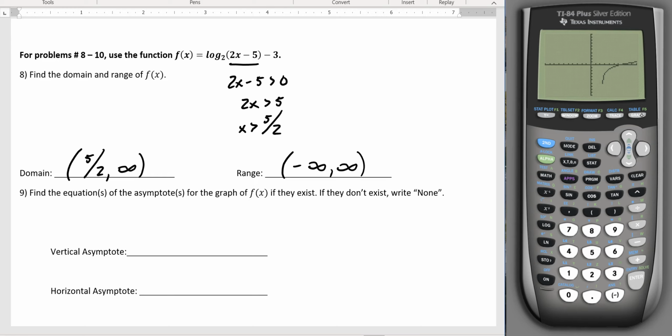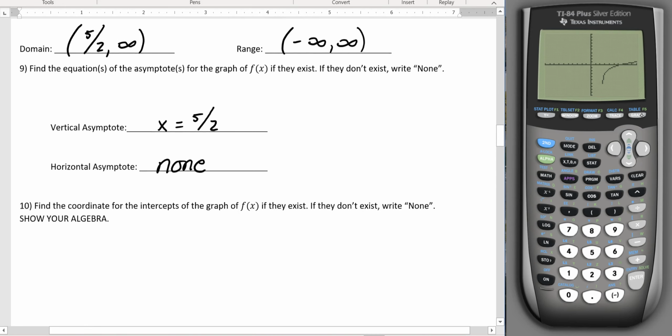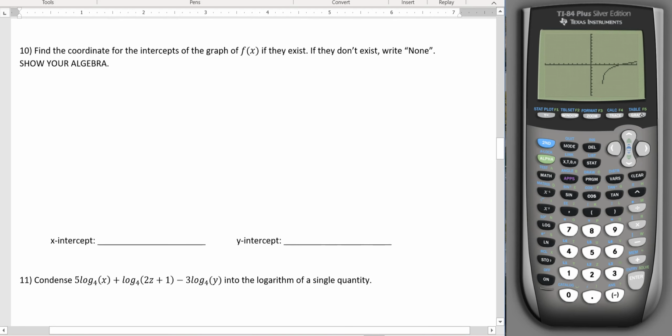There we go. All right, now the vertical asymptote is at that same value of our domain, so we would say x equals 5 halves. The horizontal asymptote, there is not a horizontal asymptote with logarithmics. Remember, this is the exact opposite of exponential. And now find the intercepts.